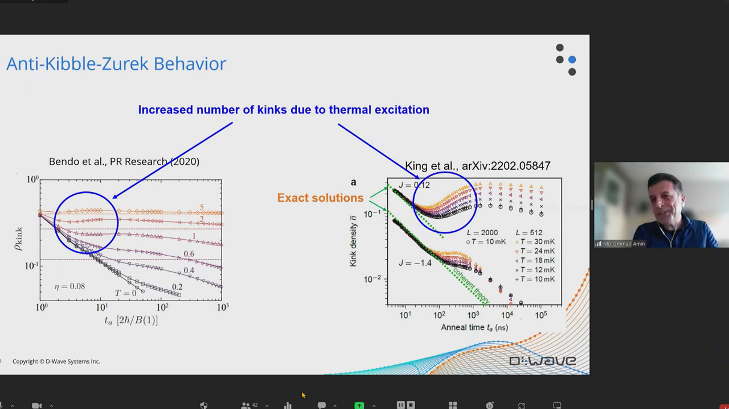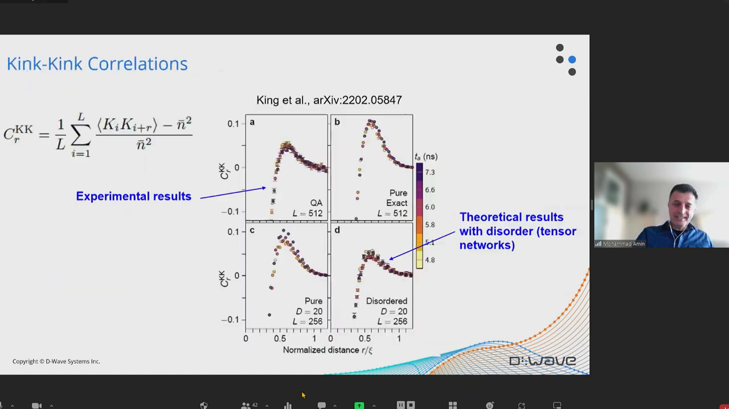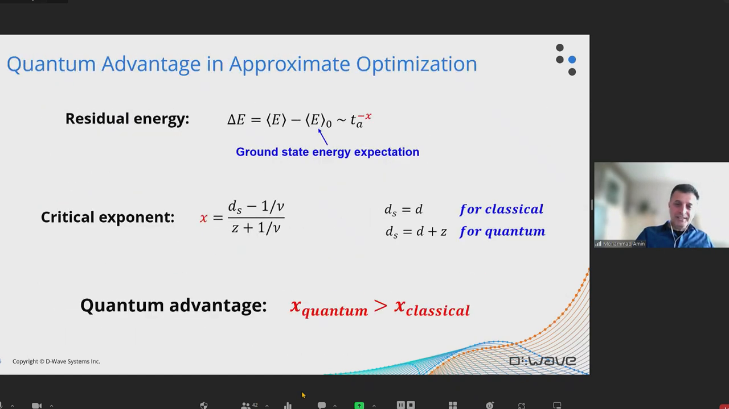I want to leave it to tomorrow, actually. I want to leave the surprise for tomorrow. It is possible that if you calculate the critical exponents and you find that this exponent x is bigger in quantum than classical, then there is a chance. But you should see tomorrow what these numbers are.